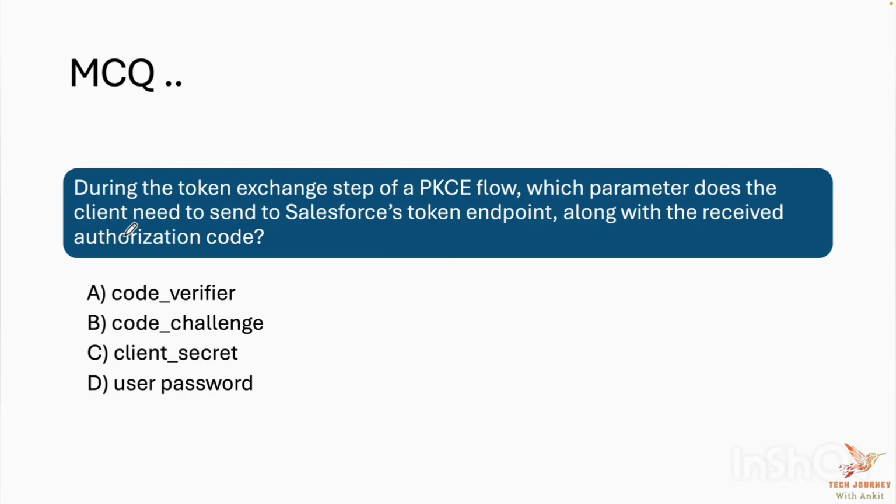Next one: during the token exchange step of the PKCE flow, which parameter does the client need to send to the Salesforce token endpoint? Here I'm talking about the second request that you are sending. What additional thing do you have to send to the token endpoint out of these four: the code verifier, code challenge, client secret, or the user password?